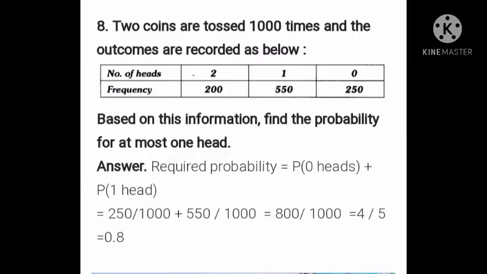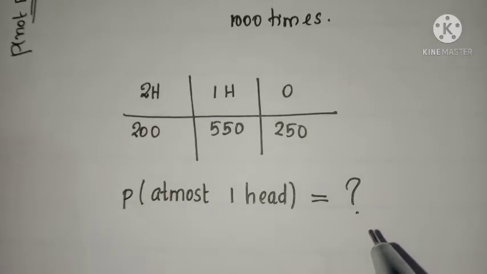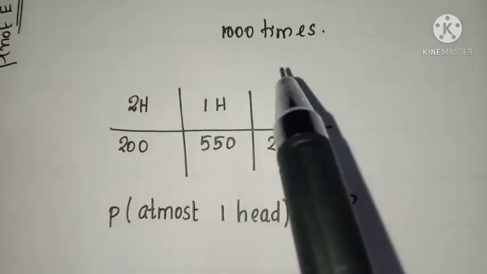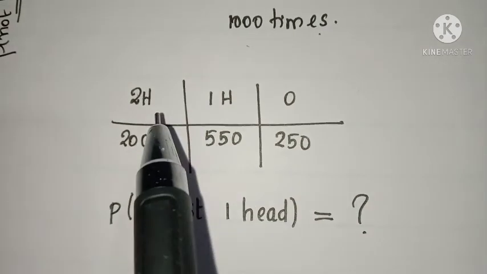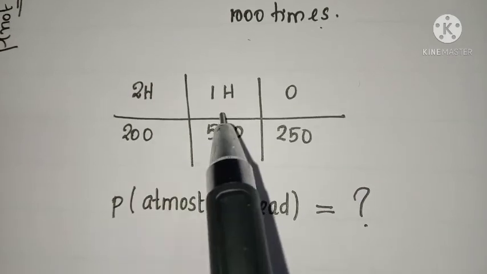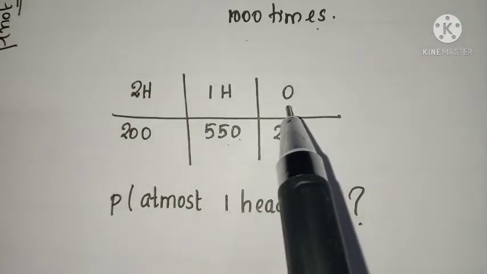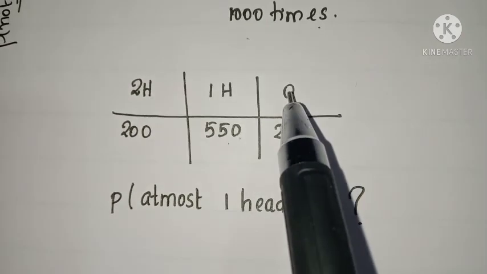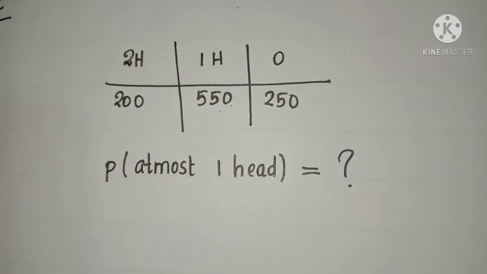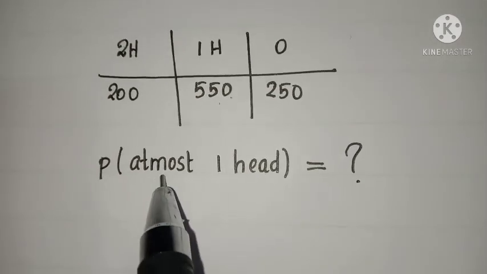Next one, two coins are tossed 1000 times and the outcomes are recorded as below. Based on this information, find the probability for at most one head. Listen to the question. Two coins are tossed 1000 times. Two heads appear 200 times, one head appears 550 times and zero head, which means both are tails, appears 250 times. So our question is, what is the probability of at most one head?